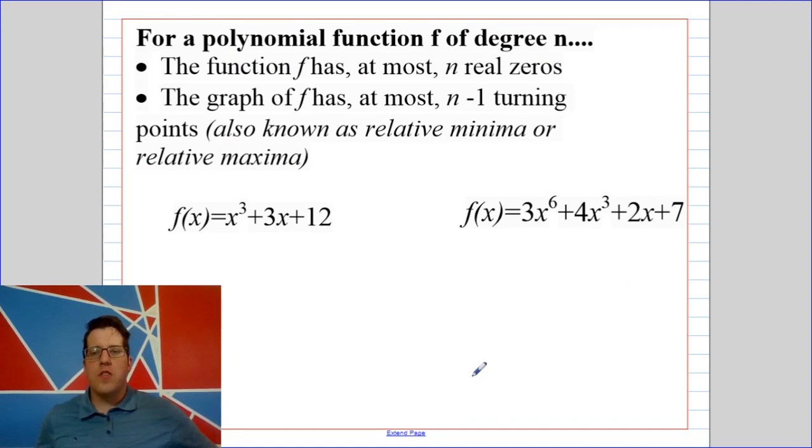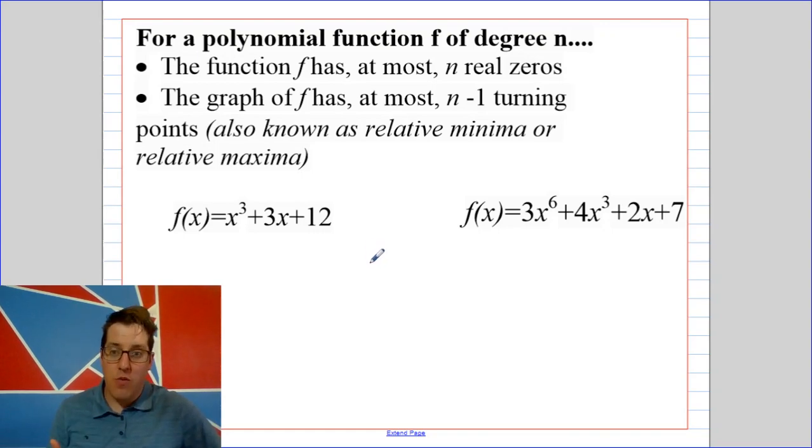So two things to know. A polynomial function with a given degree has at most that many real zeros. So there are that many real numbers that could make it equal to 0. And it has at most n minus 1 turning points. So that's why every quadratic we looked at in the last unit had 1 turning point, because its degree was 2. It could have 2 real zeros and 1 turning point.